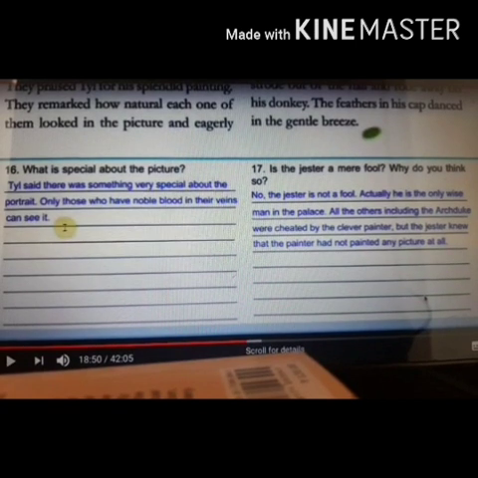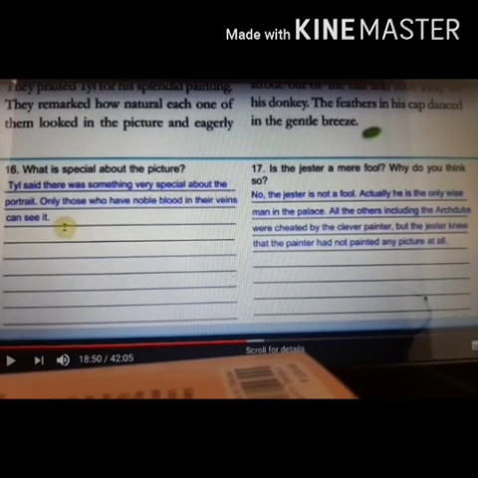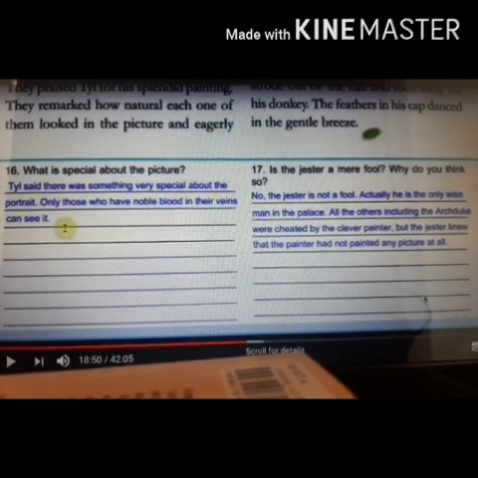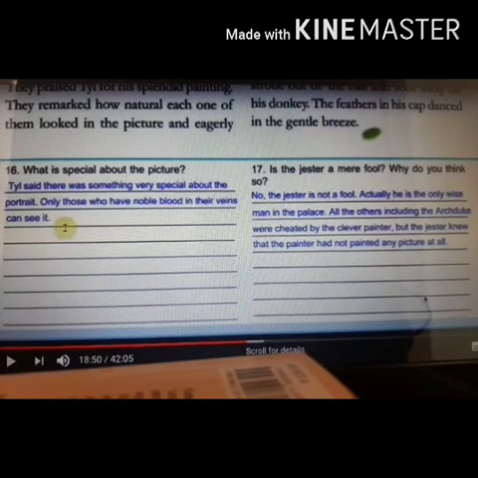16. What is special about the picture? Till said there was something very special about the portrait. Only those who have noble blood in their veins can see it.